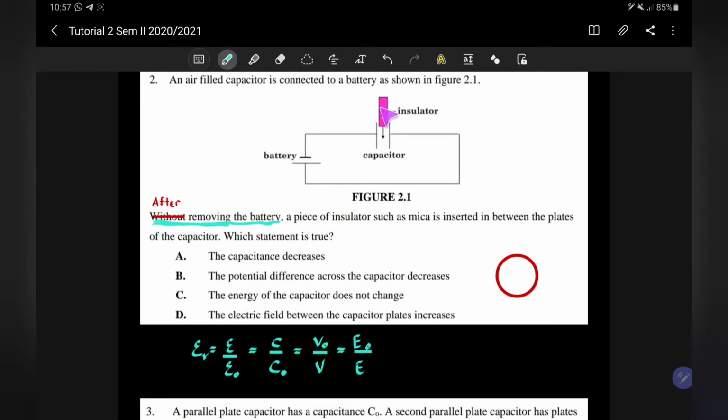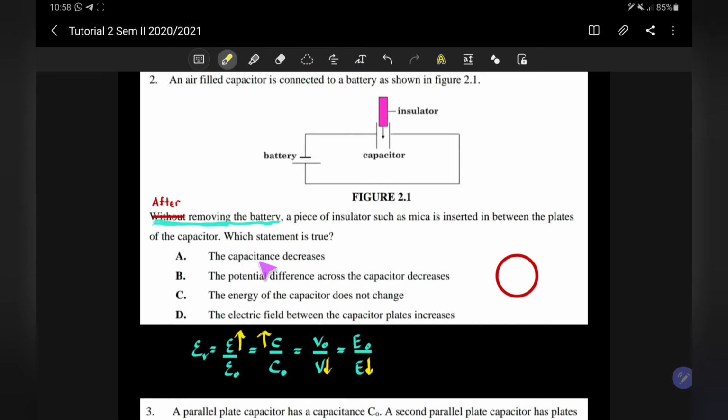By inserting the insulator, we have increased the capacitance, isn't it? So the capacitance just increased, and permittivity also increased, but V should decrease and E also decrease. Okay, which answer is the best one? Let's check the answer. As I told you before, by inserting the insulator, we have increased the capacitance, so V should be decreased and E also decreased because they are inversely proportional to C.